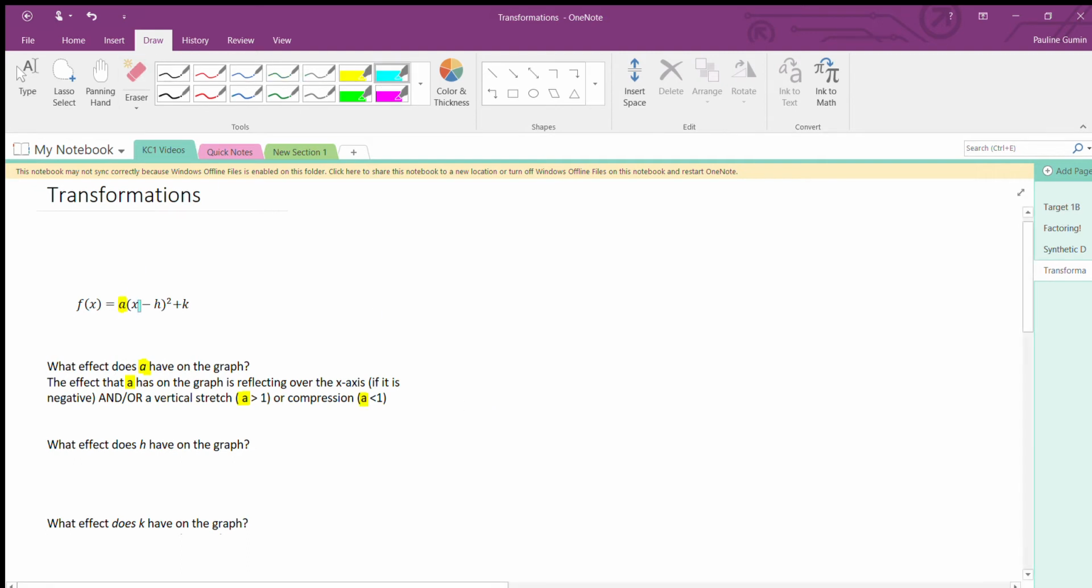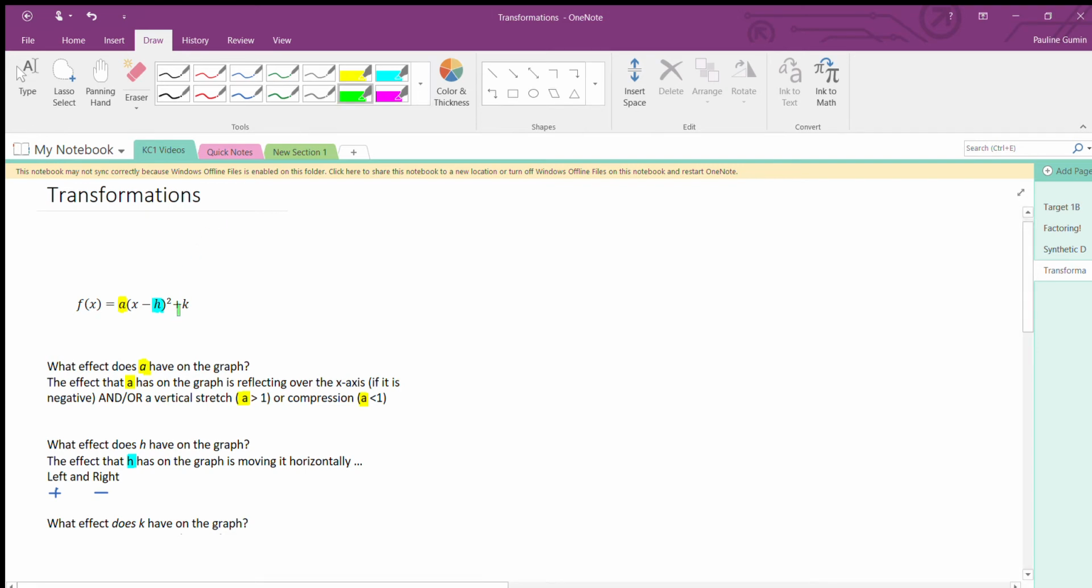Next I see an x, but x is x, just like f of x is y. It's just our graph. So let's take a look at h. What effect does h have? Good question. The effect that h has on our graph is moving it horizontally. Now this one's funky. When we move to the left, you should see a plus sign, and when we move to the right, it's a minus. And that has everything to do with the original one being x minus h.